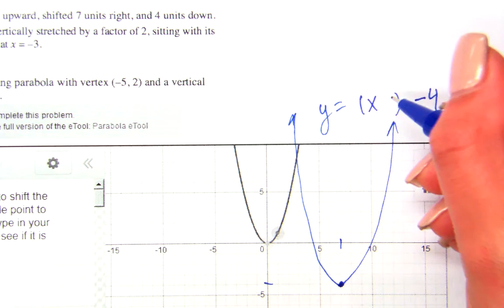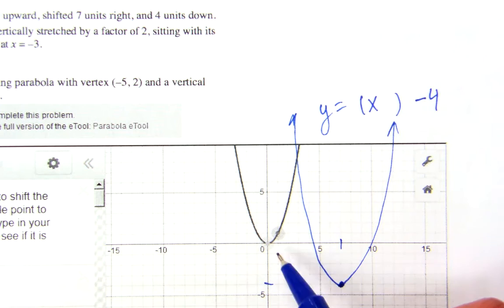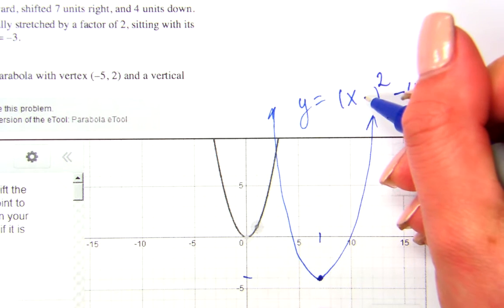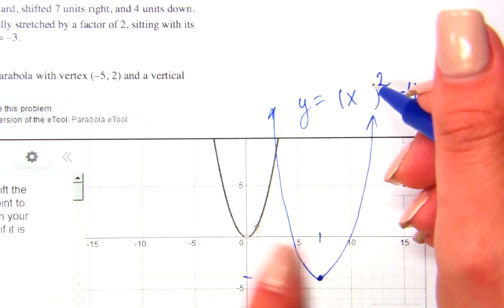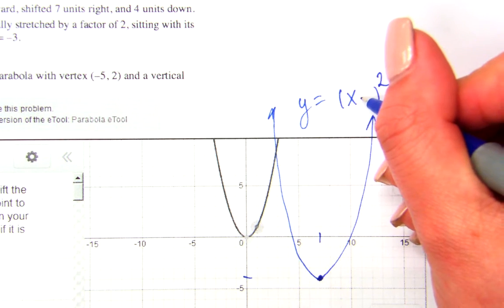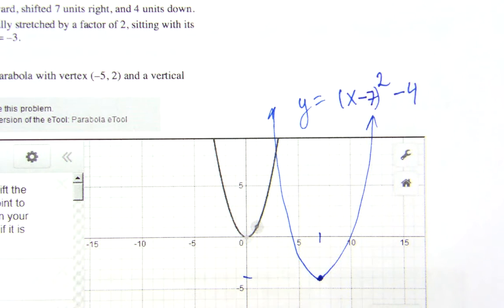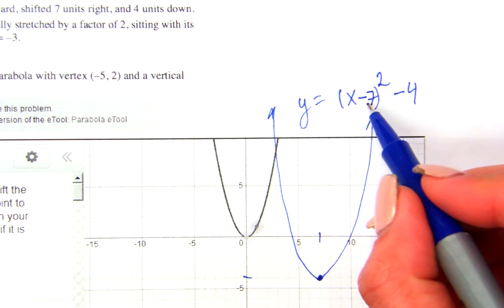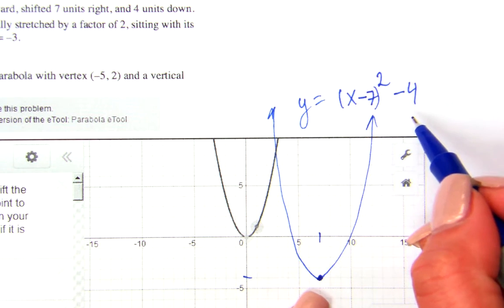So the question is, is it x plus 7 or is it x minus 7? That's the question. So it went to the right, so it's going to be x minus 7. It shifted to the right 7 and it went down 4. All right, so this was for part A.